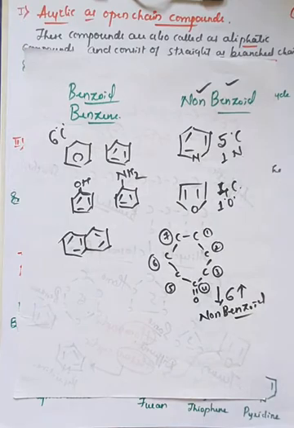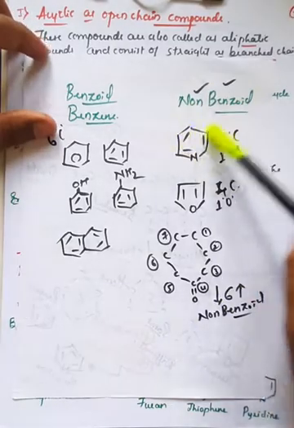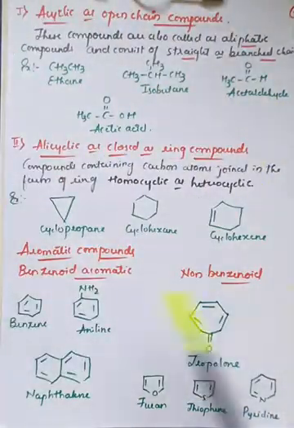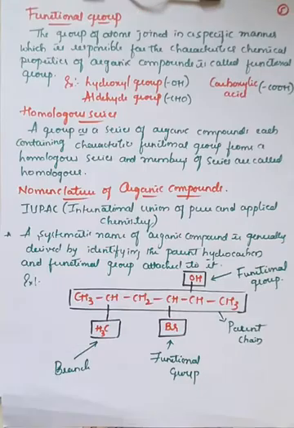Always remember, benzenoid is the molecule in which benzene is the base structure. In the case of non-benzenoid compounds, other than benzene, you can take a 7-membered ring, a 4-membered ring, or a 3-membered ring. So these are categorized as non-benzenoid aromatic compounds, right?